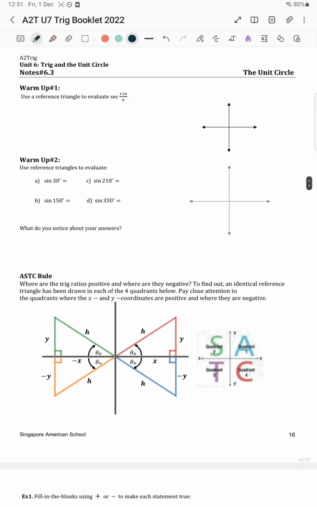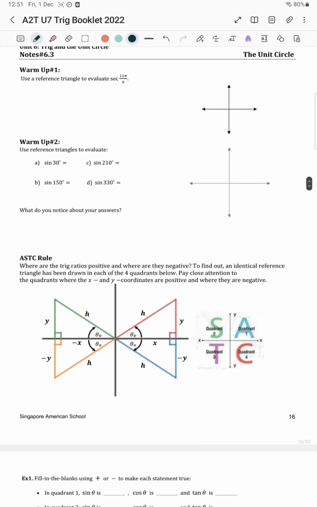So we are going to start the third exercise, the unit circle. Use a reference triangle to evaluate secant 11 pi by 6, which can be written as 1 over cos.